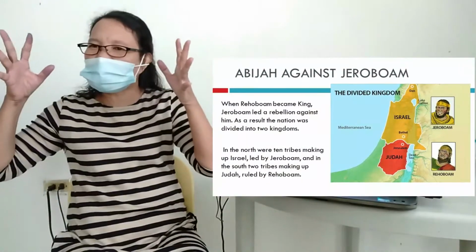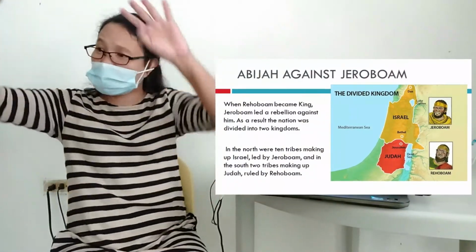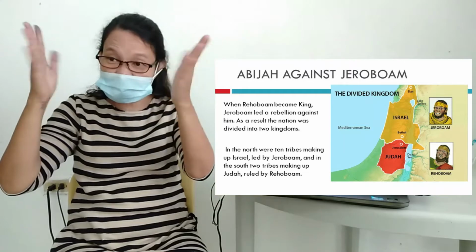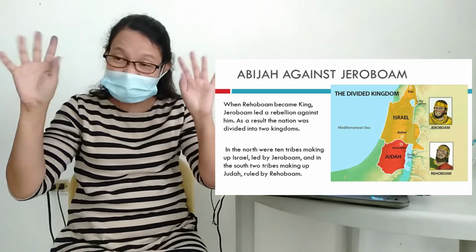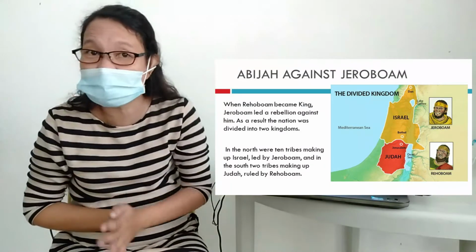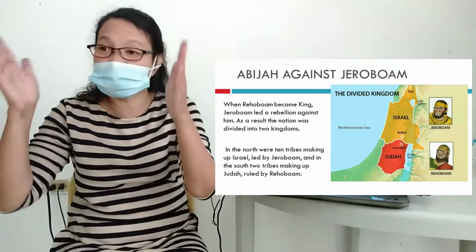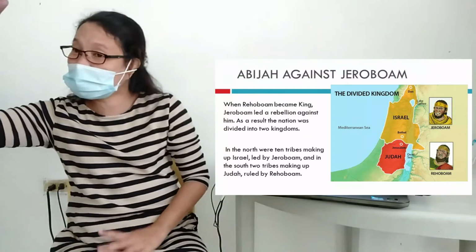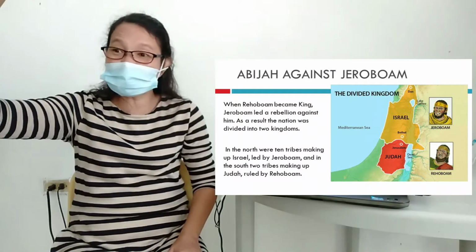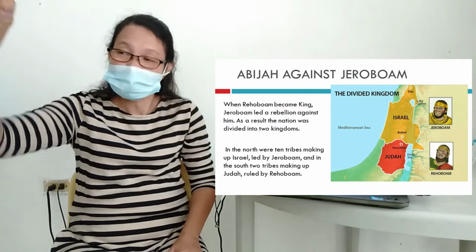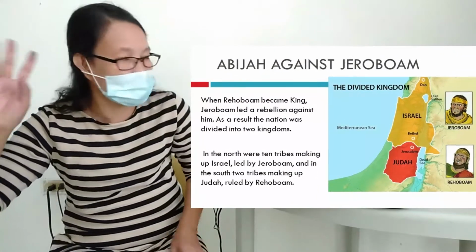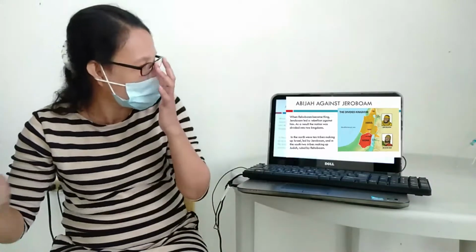How many tribes do we have in Israel? Lorraine, how many tribes? Margie, how many tribes? 12. There are 12 tribes. Then 10 tribes were given to Jeroboam and 2 tribes were given to Rehoboam. What are the 2 tribes of Rehoboam? Judah, Benjamin. Very good. Judah and Benjamin. Okay, so in the north were 10 tribes and in the south were 2 tribes.